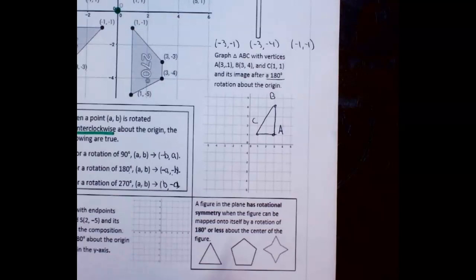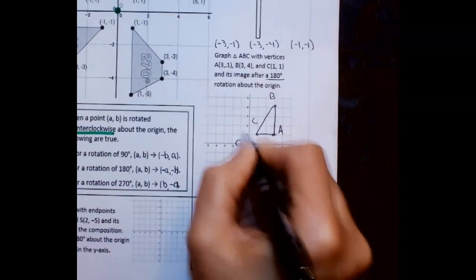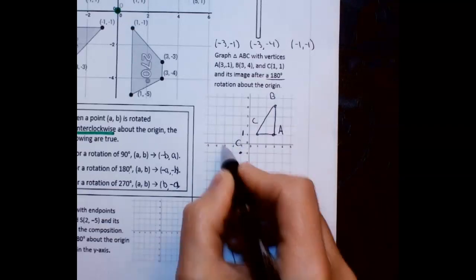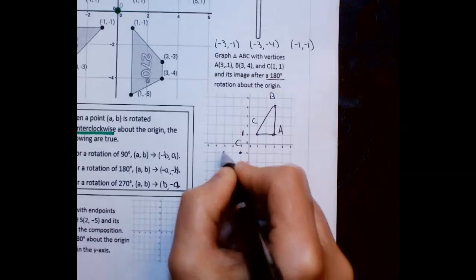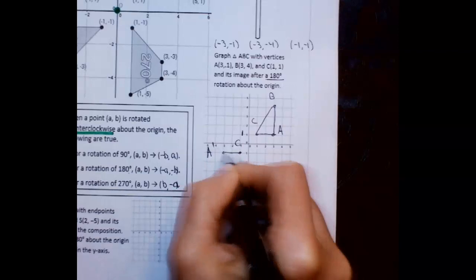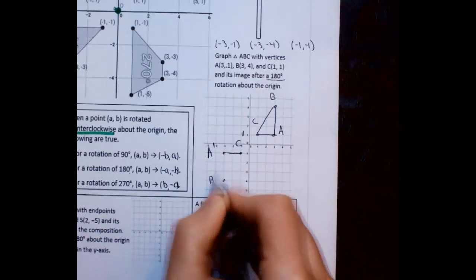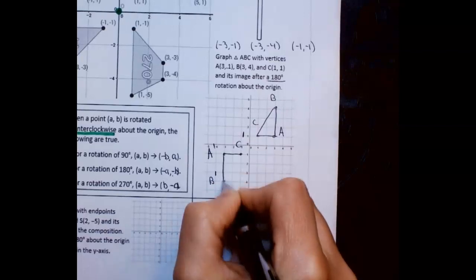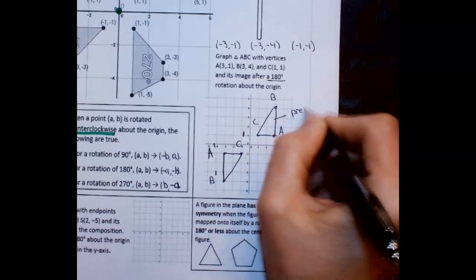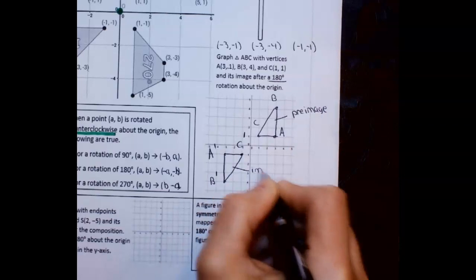So let's go ahead and plot those points. We've got the point negative 1, negative 1. We're going to label that to be C prime. We've got the point negative 3, negative 1, which is A prime. And then we have the point negative 3, negative 4, which is B prime. And again, just to reiterate, this is called the pre-image, and this one is called the image.